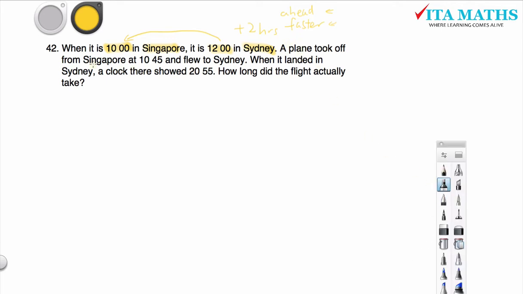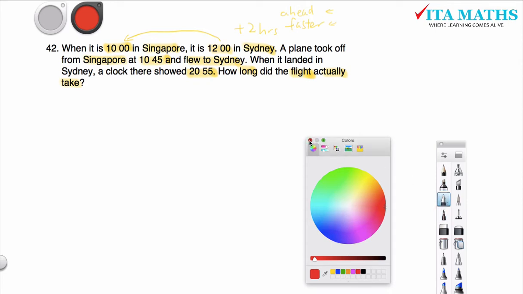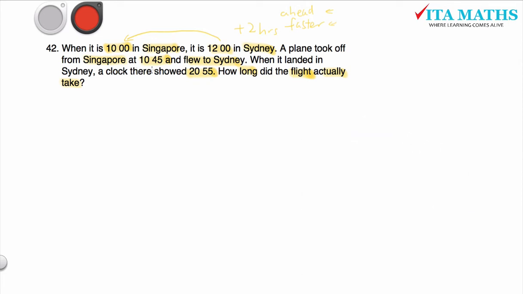A plane took off from Singapore at 10:45 in the morning and flew to Sydney. And when it landed in Sydney, the clock there showed 2055. How long did the flight actually take? For this type of questions, you got to choose one country as the base. What do I mean by choosing one country as the base? Which means either you change all the timing to Singapore time, or everything you use Sydney time. Since we are in Singapore, let's use Singapore.